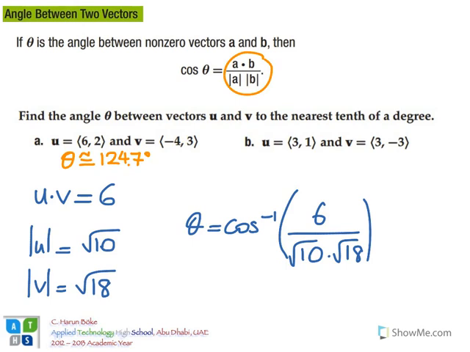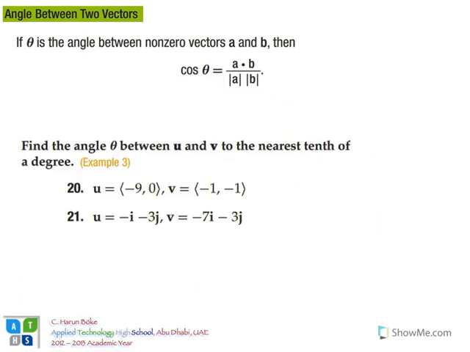So when you write this expression along with the inverse of cosine into your calculator, what you're going to get is approximately 63.4 degrees to the nearest tenth. So this is how we find the angle between two vectors if they are not orthogonal. And for sure, if they are orthogonal, the angle is 90 degrees. Now it is your turn. Here are two questions for you to solve to find the angle between them.